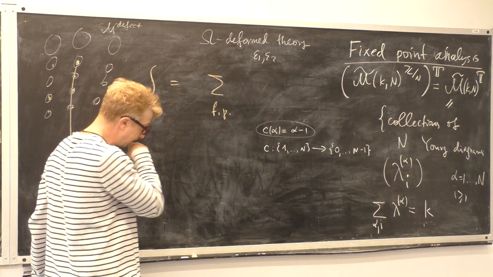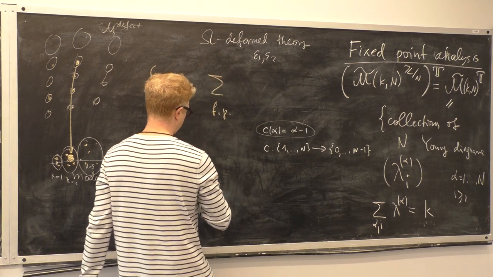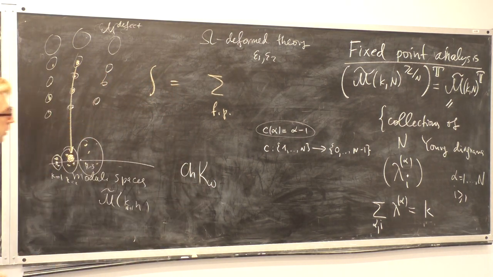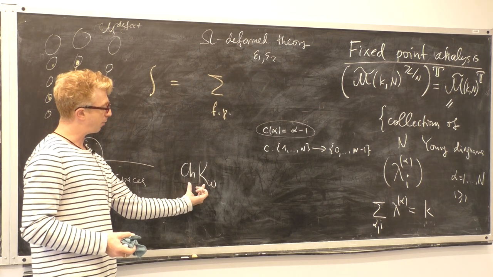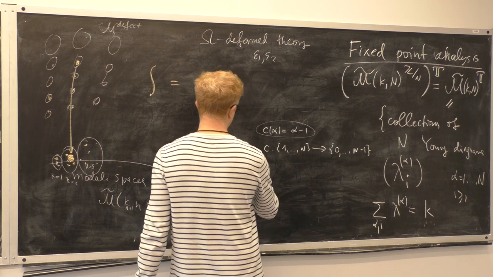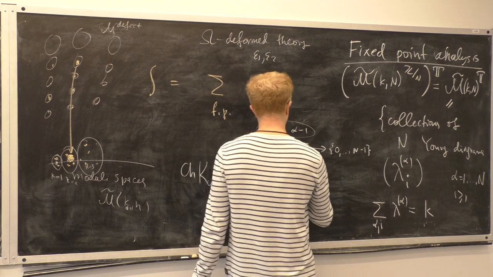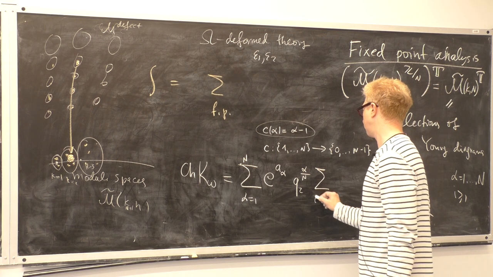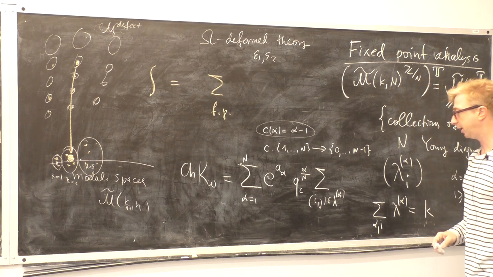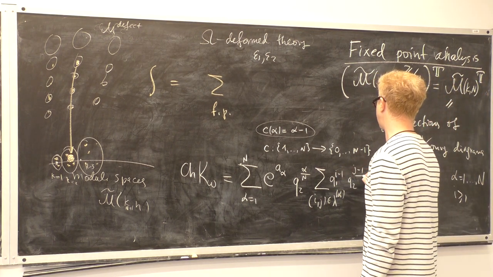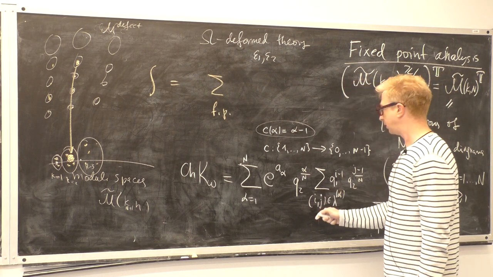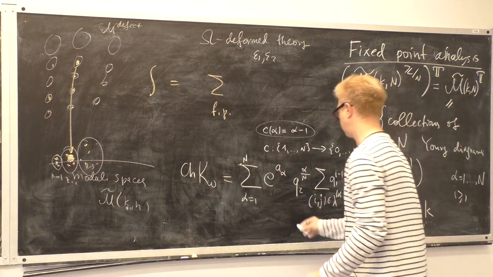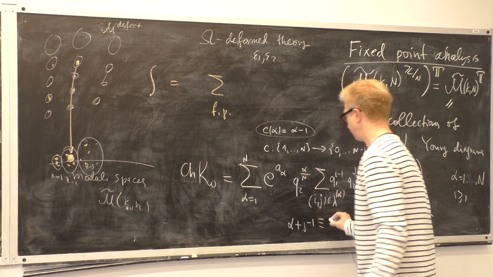And now let's look at the characters. So we have the space K, which we split into the isotypic components of the cyclic group action. Let me compute the character of the component K omega. It's the sum over all alpha from 1 to n, e to the a alpha, q2 to the alpha over n, in this notation. And then the sum over all i and j which belong to the partition lambda, q1 to the i minus 1, q2 to the j minus 1 over n, with the condition that the Z_n parity of this box plus the Z_n parity of the corresponding color is equal to omega. So the requirement is that alpha plus j minus 1 is equal to omega mod n.